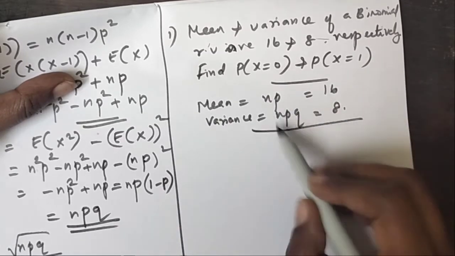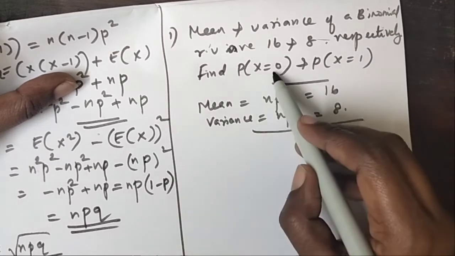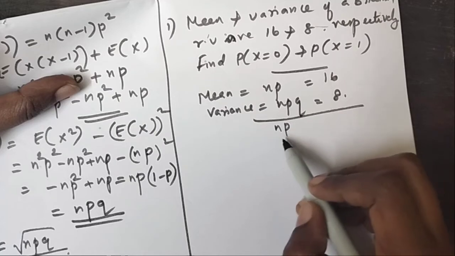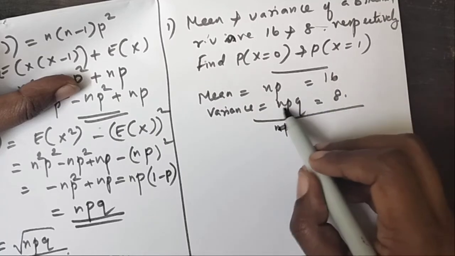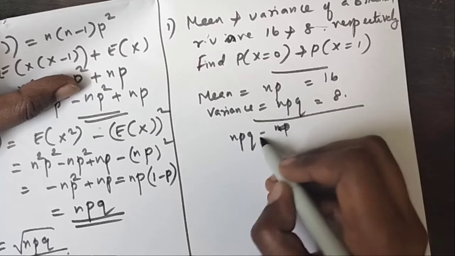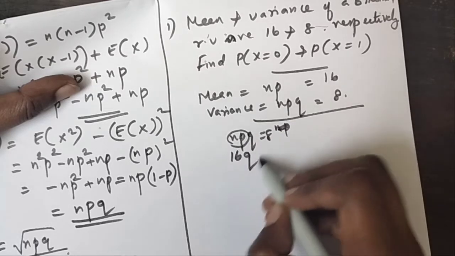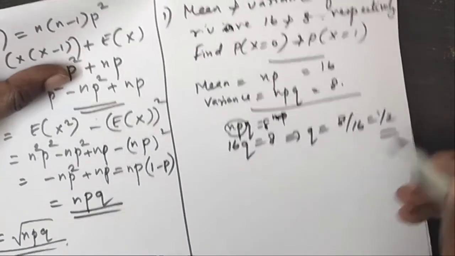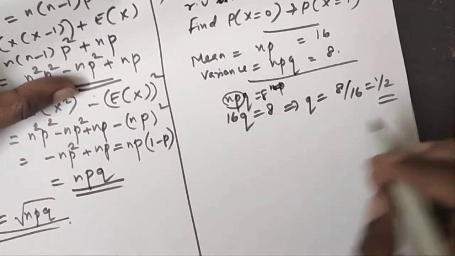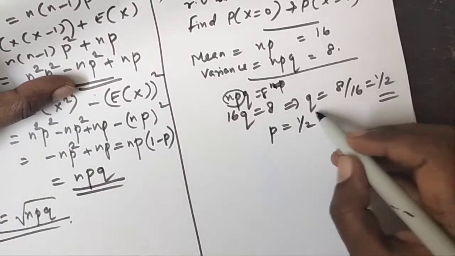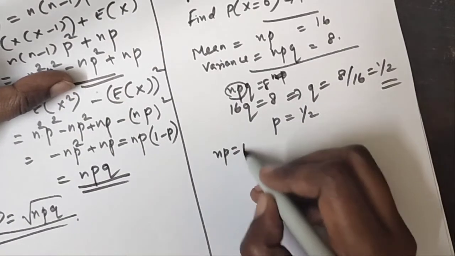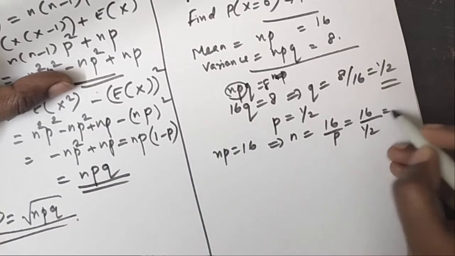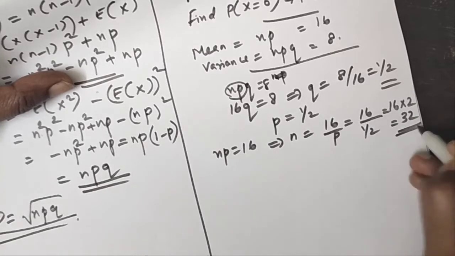How will you find these parameters n and p? Then only we can find P of x is equal to 0 or P of x is equal to 1. So we can divide. np is 16, we can substitute this in npq, which is 8. So what is np? It is 16. So q is 8 by 16, q is 1 by 2. So what is p? p is also 1 by 2, since 1 minus 1 by 2 is 1 by 2. So np is 16. So what is n? It is 16 by p, or 16 by 1 by 2, or 16 into 2. It is 32. So n is 32.